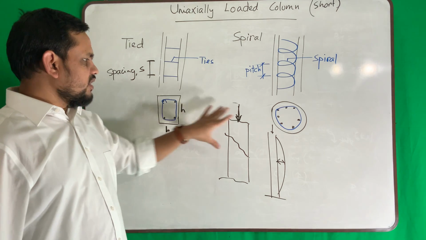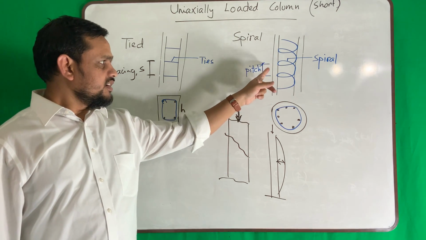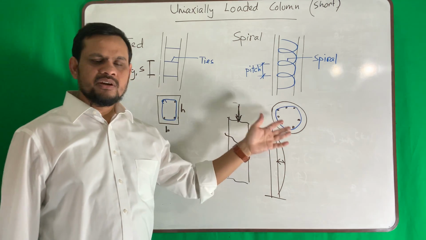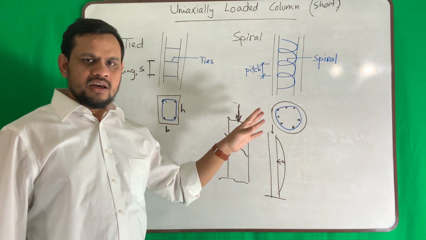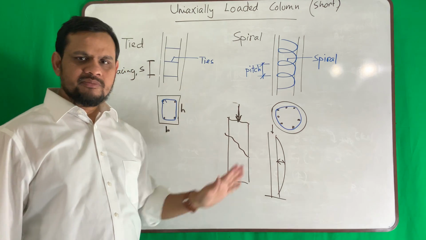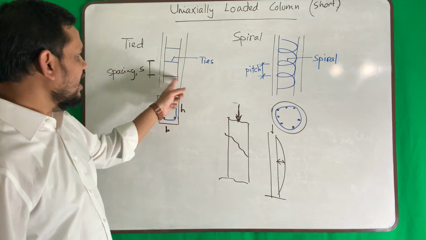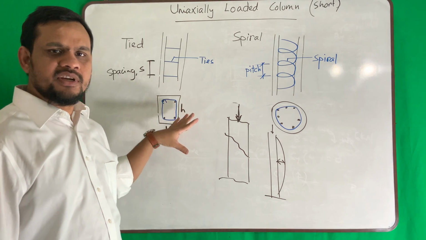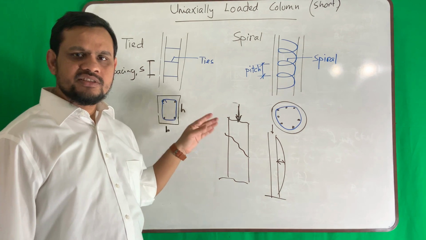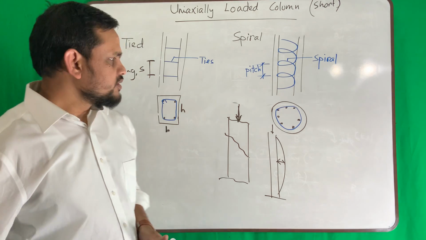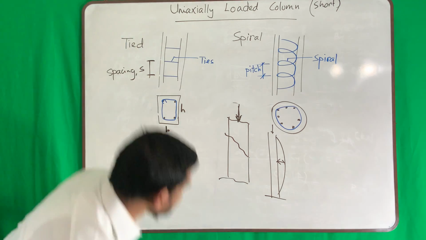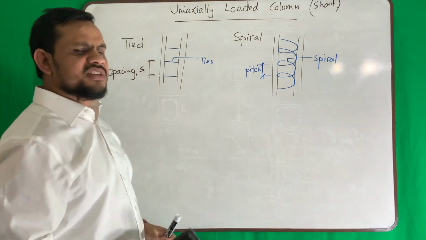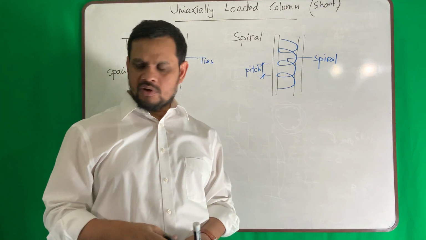Okay, regarding the cross section, does the spiral always have to be circular? No, it can be rectangular, triangle, square, any shape. Shape doesn't matter. What matters is all about tie or spiral. Same thing here. This can be circular. This can be rectangular. This can be square. This can be triangular. So it can have any shape.